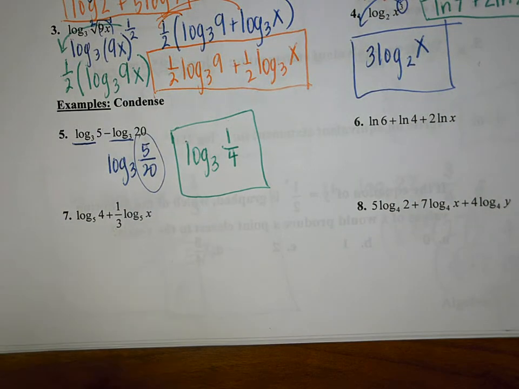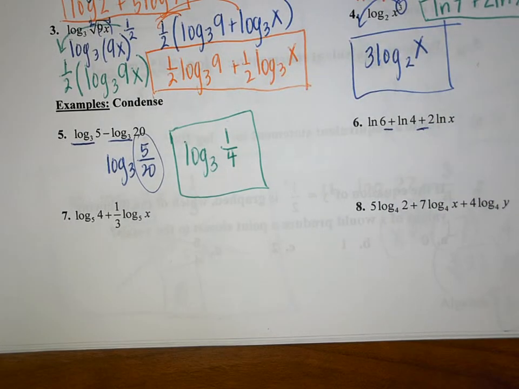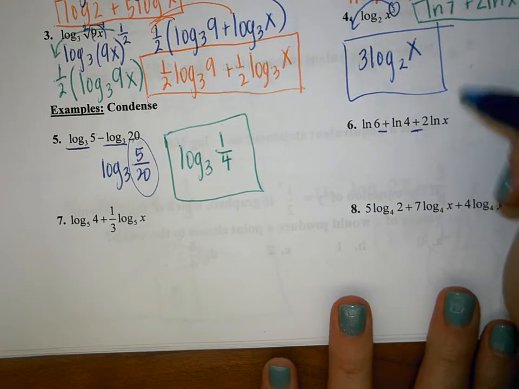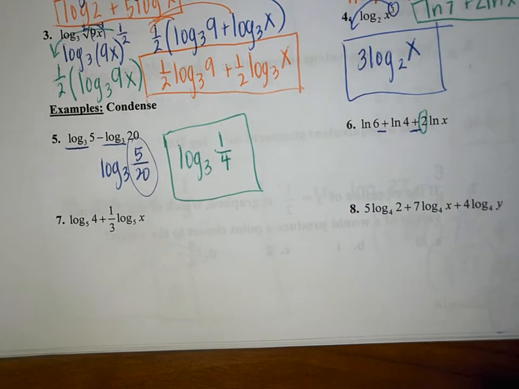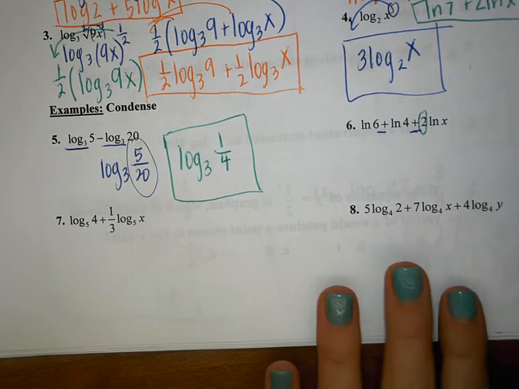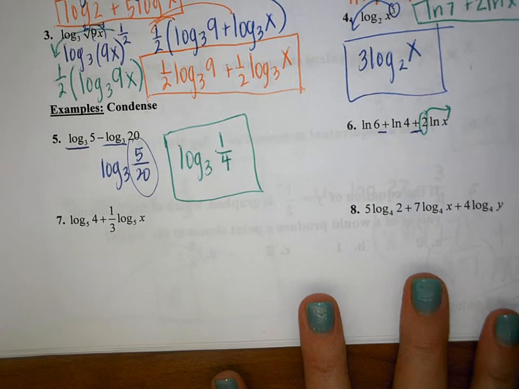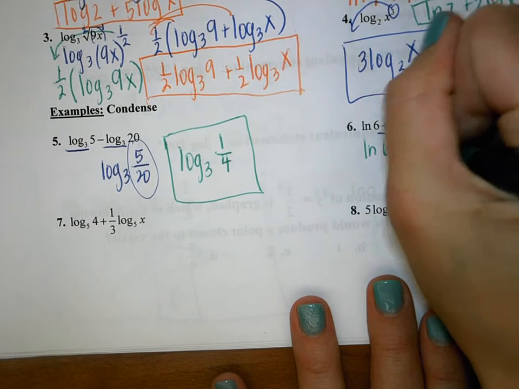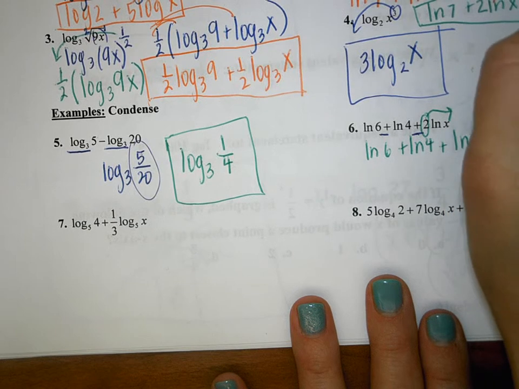Okay, over here on example 6, everything is adding. And adding and what go together? Multiplication, good. And they all have the natural log, they're all in the same natural log, except for, I just noticed right now, what is right here? There's a 2 in front. So that 2 ends up becoming what? You're going to bring it up, and it's going to become your exponent. So I'm going to rewrite this. I have the natural log of 6 plus the natural log of 4 plus the natural log of x squared.